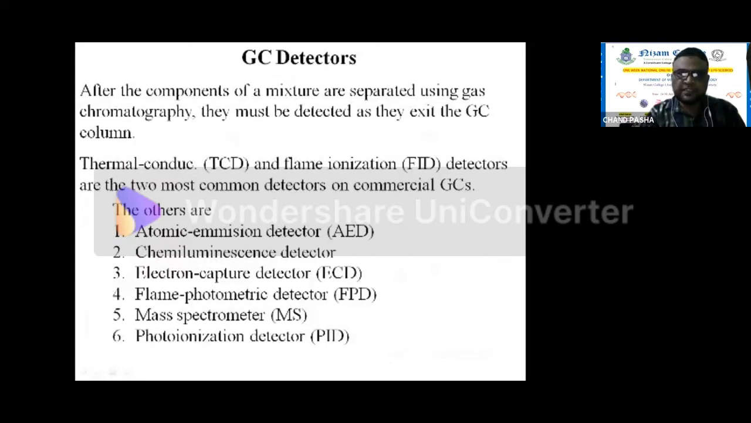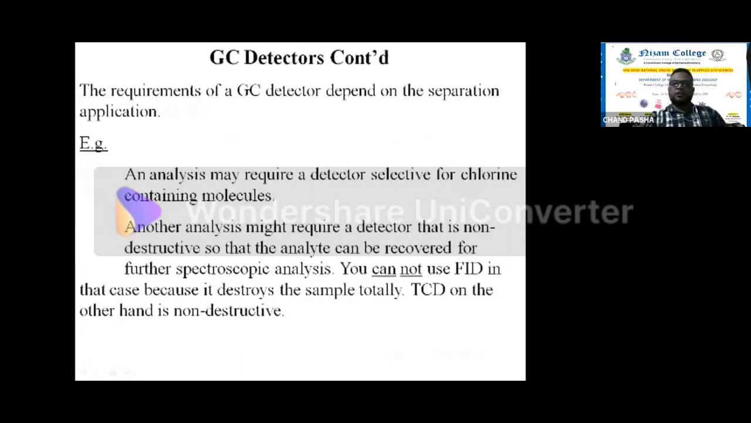Now, detectors. The column does the separation, and we do the injection. The carrier, the mobile phase, takes your sample into the column. The column separates based on their properties, then it goes into the detector. We'll have different types of detectors.